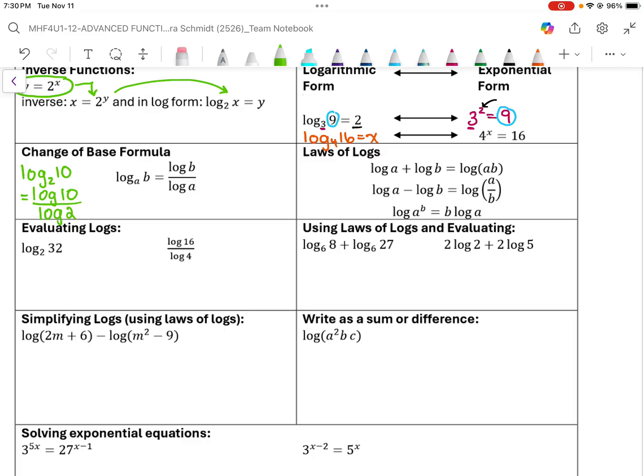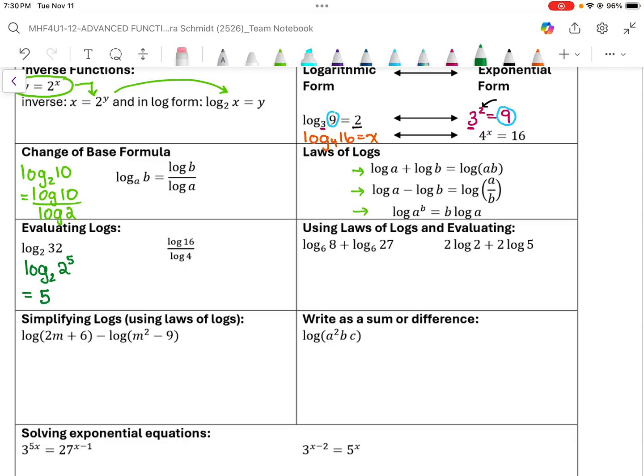Okay, laws of logs. These are the 3 laws of logs that we learned. We learned the addition one, the subtraction one, the product, the quotient, and the power law. We learned how to evaluate logs. So if you have a log base 2 of 32, you're kind of thinking about, okay, 2 to the power of what equals 32? So 2 to the power of 5. So this must be equal to 5.